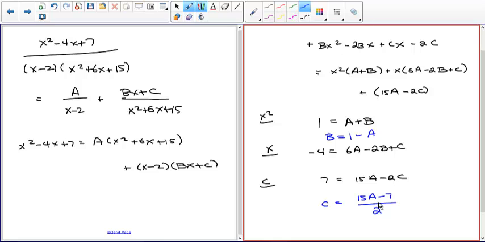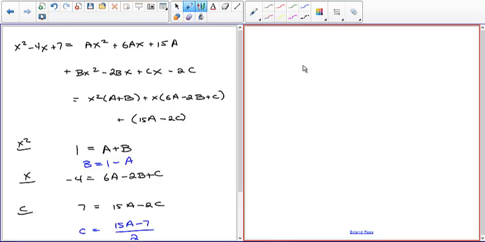Then you can plug them into the middle equation. So you'll get negative 4 equals 6a minus 2 times b, which is 1 minus a, plus c, which is 15a minus 7 divided by 2. You can see now it's just a function of a. What I would do is multiply every item by 2 just to get rid of this fraction and then solve it at that point. Don't try to solve it with fractions.